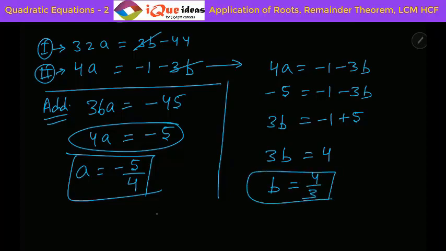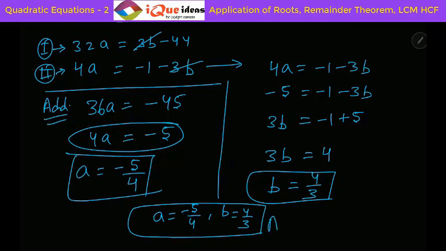So the final answer of the question is a equal to minus 5 by 4 and b equal to 4 by 3, right? So the answer of the question, minus 5 by 4 and 4 by 3. But the basic concept was to understand that when there is a factor given, if you find the remainder, that remainder has to be equal to 0. All right.